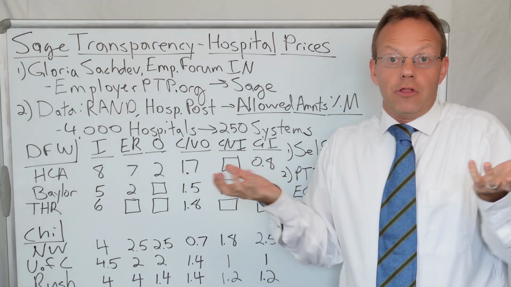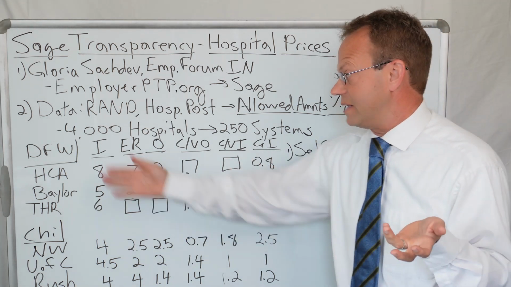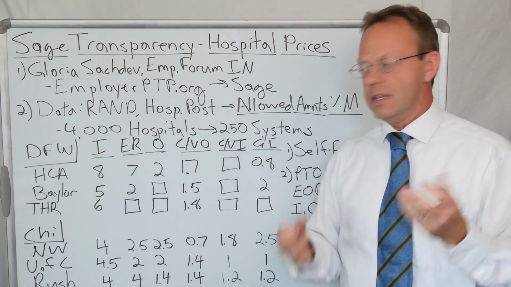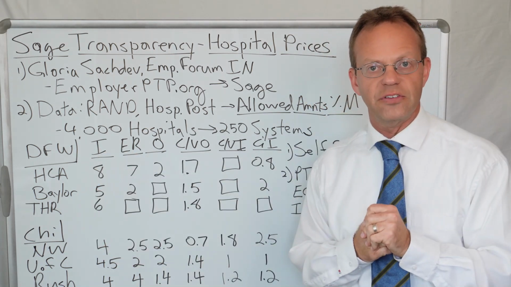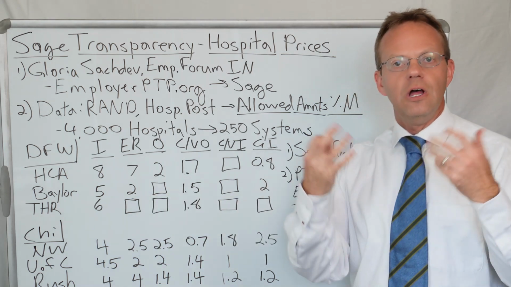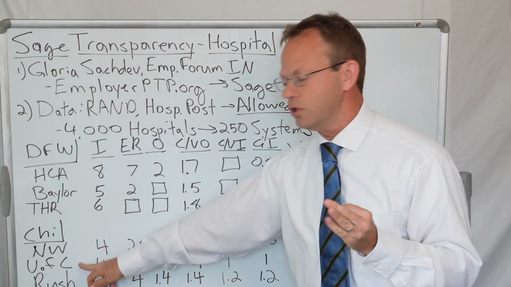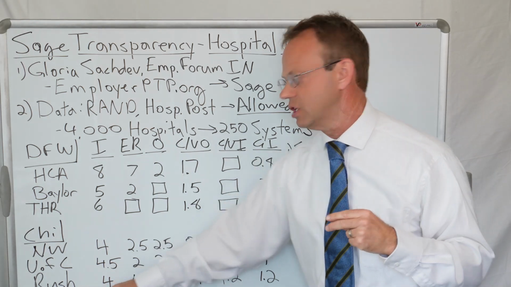Now let's compare another incredibly large city in America, right? So the Dallas-Fort Worth metropolitan area, the 4th largest metropolitan area in America. Let's go to the 3rd largest metropolitan area in America, Chicago. I didn't do all the hospital systems there, but 3 of the major academic ones are Northwestern, the University of Chicago, and Rush.